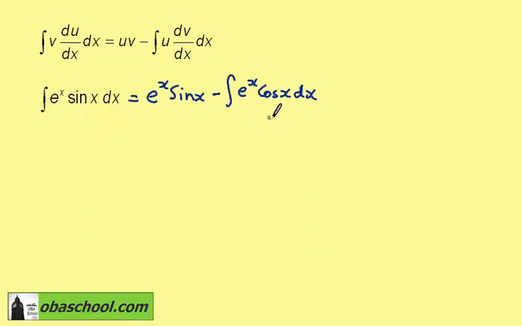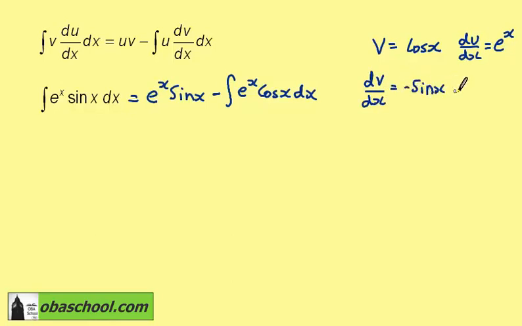If we look at this integral, we can see that it's of the same type that we had originally. It's no easier to integrate. So we apply parts again. We'll take the v to be equal to the cos x and the du dx to be e to the x. dv dx then is equal to minus sine x, and the u is e to the x.